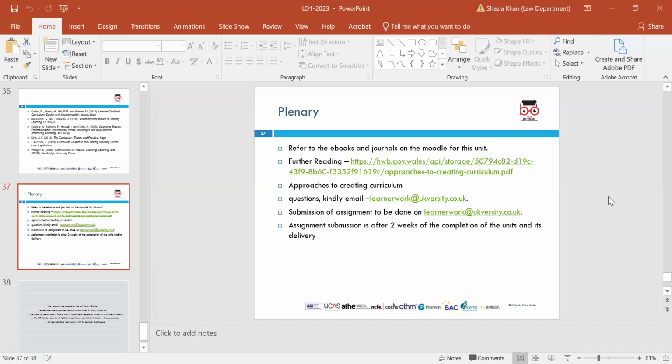The assignment brief will be available on Moodle for you, and the unit specification is available on Moodle for you. So please use Moodle as your main port of call for this. The recording of this session, which is Learning Outcome 1, is also available on Moodle. And there are articles available on Moodle as well, for additional reading. So we've finished Learning Outcome 1 now.